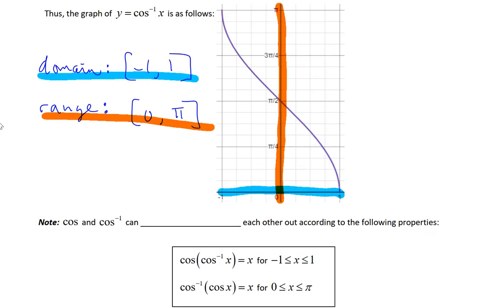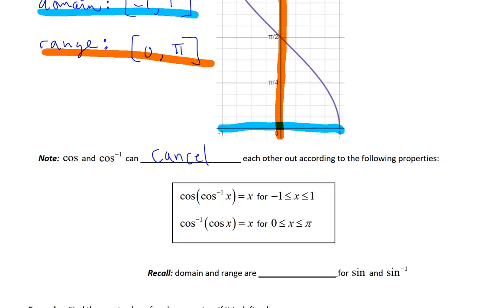And then also note, just as it was true with the sine inverse function above, that cosine and cosine inverse can cancel each other out. So let's note this. They can cancel each other out according to the following properties. So these would be the cancellation properties for cosine. They look similar to those of sine with some differences. So now cosine of cosine inverse of x, those cosine and cosine inverse cancel each other out, leaving you just with the x, and that is for x being from -1 to +1.